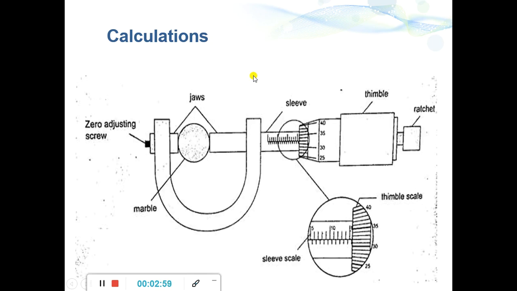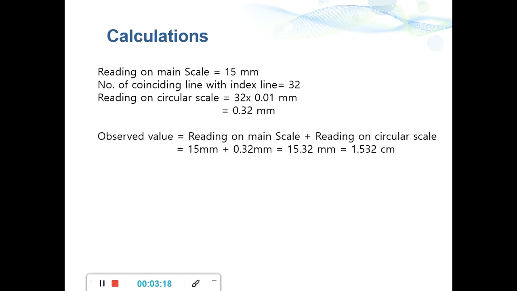Now the line which is coinciding with the index line, the line of screw scale, is the 32nd line. So number of coinciding line with index line is 32. So reading on circular scale is 32 multiplied by 0.01 millimeter, which will be equal to 0.32 millimeter.